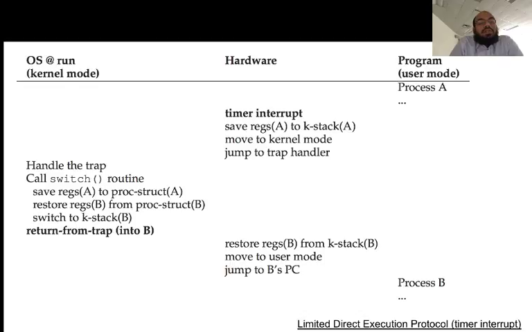You return from trap into B. The trap here is basically your timer interrupt. You are now in the hardware. What happens is that you restore the registers of B from the kernel stack, you move to user mode, and you jump to process B's program counter, and you start running process B.